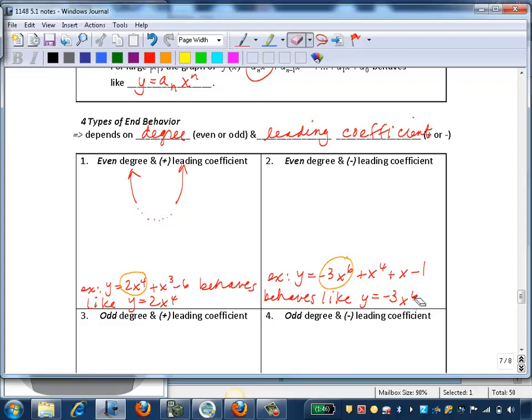So on the ends, it's going to look like a -3x to the sixth graph. Well, we remember our power functions that we learned. Even degree power functions look like parabolas, and that negative coefficient means it's going to open down. So just draw generic ends of a parabola opening down. Again, we can't say anything about the middle, but on the ends, this function is going to look like this, a parabola opening down.